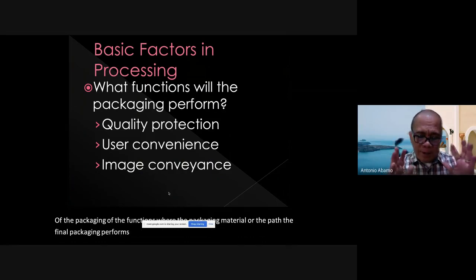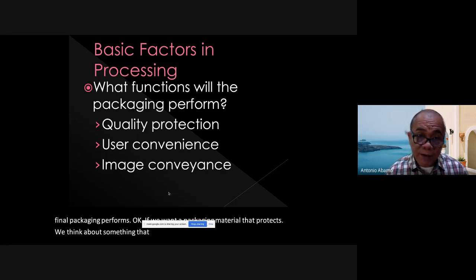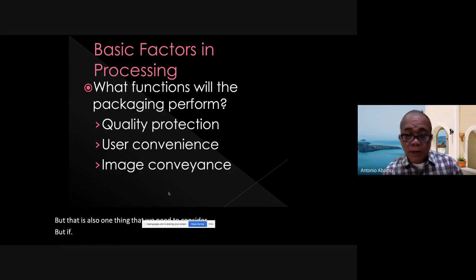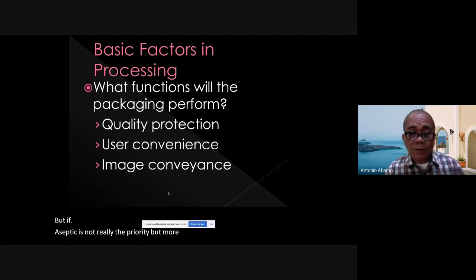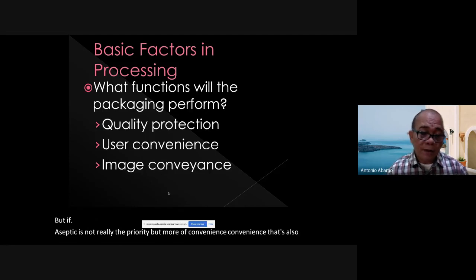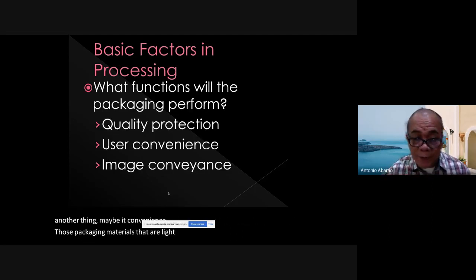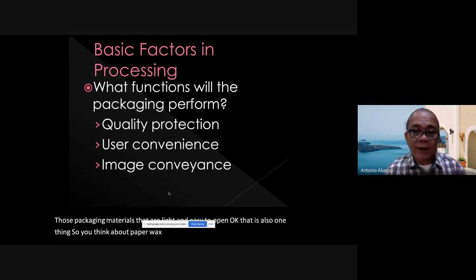If we want a packaging material that protects, well, we think about something that is aseptic, okay? That is also one thing that we need to consider. But if being aseptic is not really the priority, but more of convenience, no? Convenience, that's also another thing. Maybe if convenience, those packaging materials that are light and easy to open, okay? That is also one thing. So you think about paper, wax papers, and etc. No, so this will influence the kind of packaging that we will use.